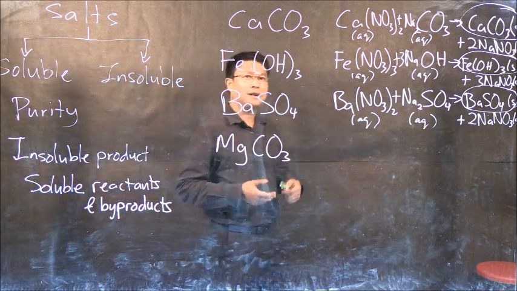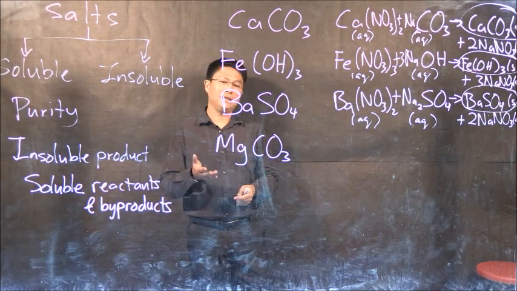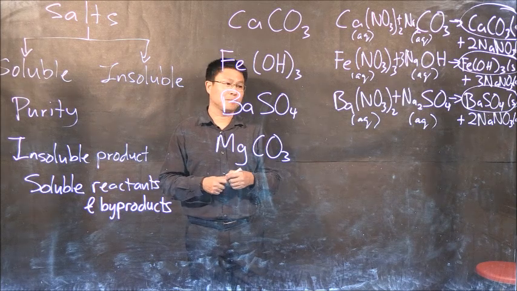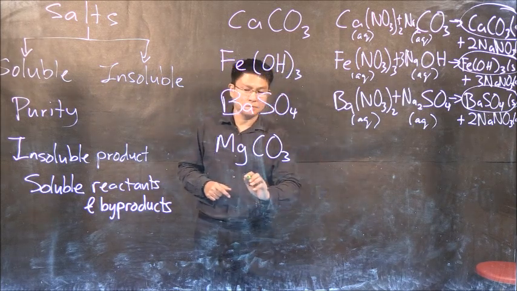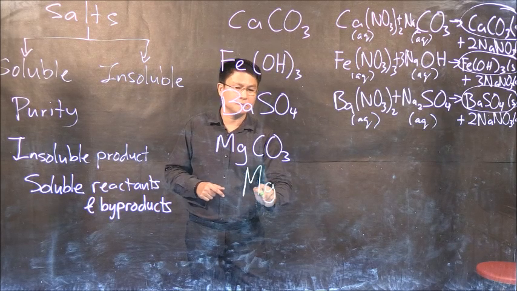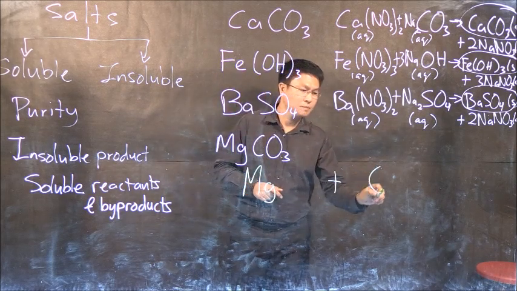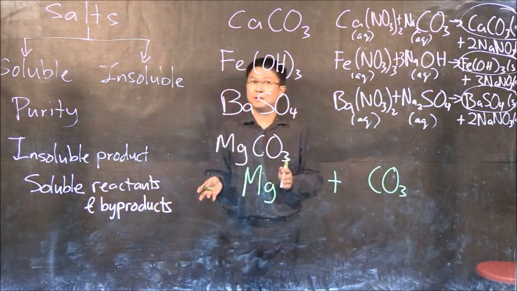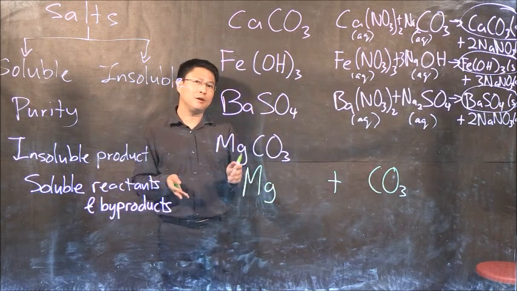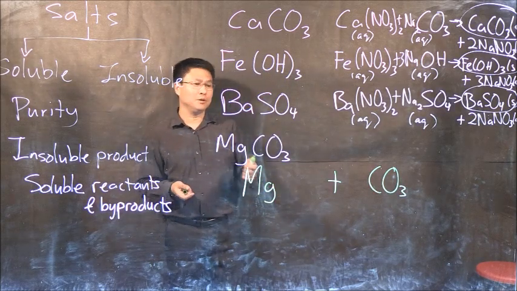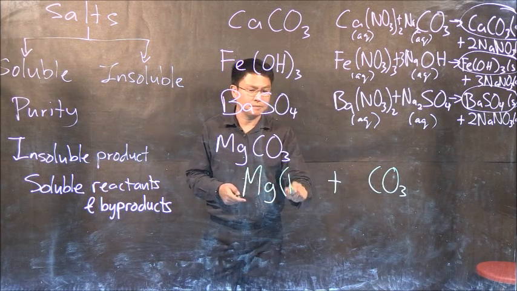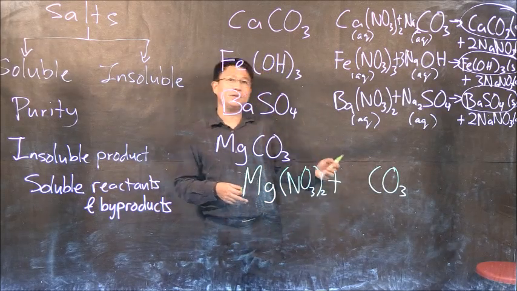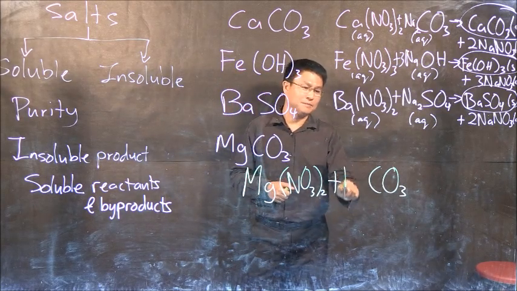Let us try to look at this together. In this case, we see that it's a magnesium cation and a carbonate anion. Since we like to start with the soluble salts, which soluble salt of magnesium do we have? We can use the magnesium nitrate. And for the carbonate, we could use sodium carbonate.